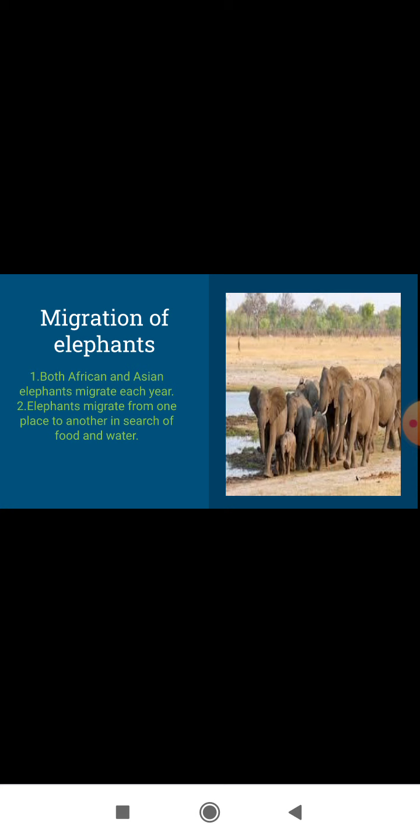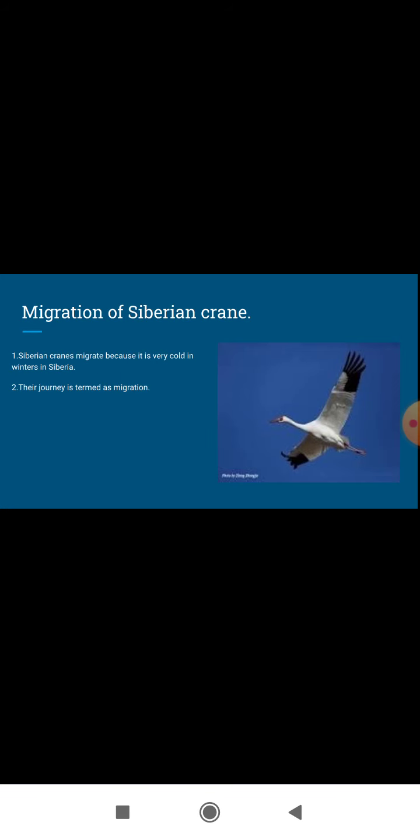Whenever there is scarcity of water or food in a particular area in which these elephants live, then they start migrating, or we can say that they start moving in herds from one place to another so that they can live easily. Second example is migration of Siberian crane.